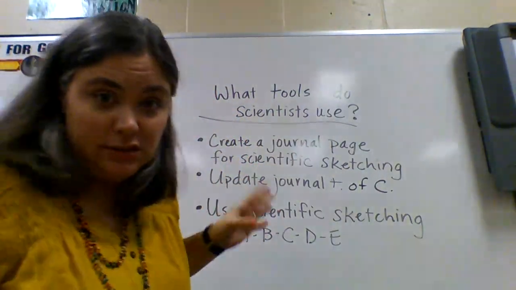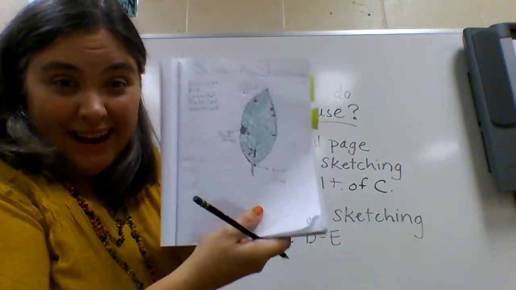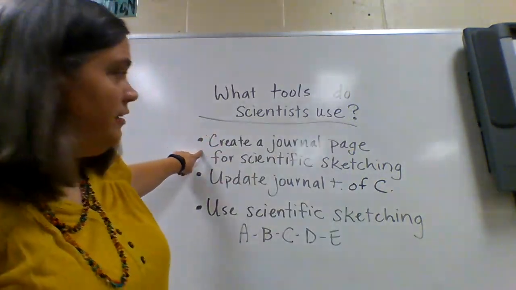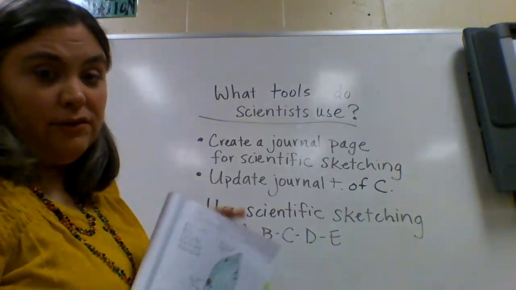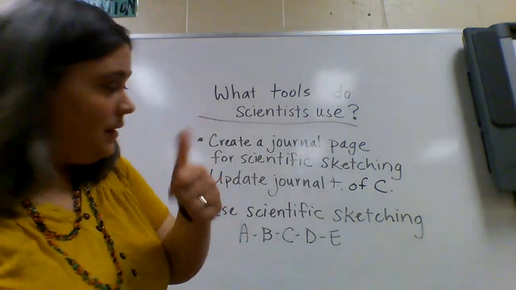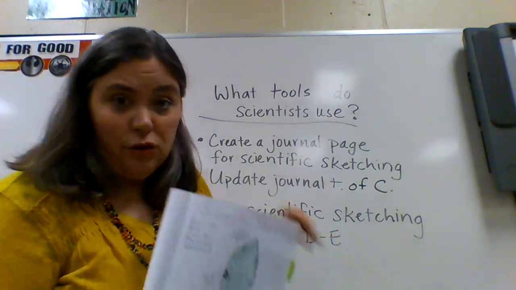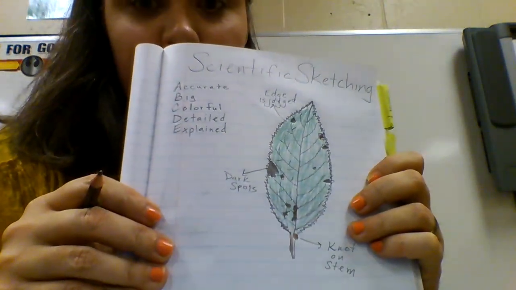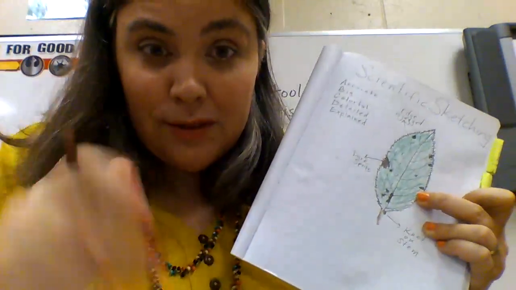All right. So just to go over real quick, I want you to stop right there. I might ask you to do one more thing on it a little bit later, but not today, right? Today, did we create a journal page for scientific sketching? Did we update our table of contents so that it includes scientific sketching on page 2? And did we use our scientific sketching, A, B, C, D, E, to create a documented observation of a leaf? We sure did.